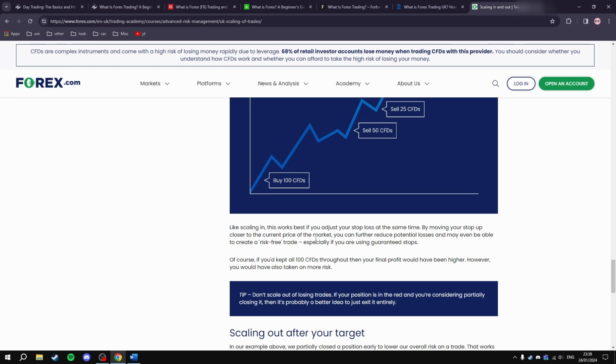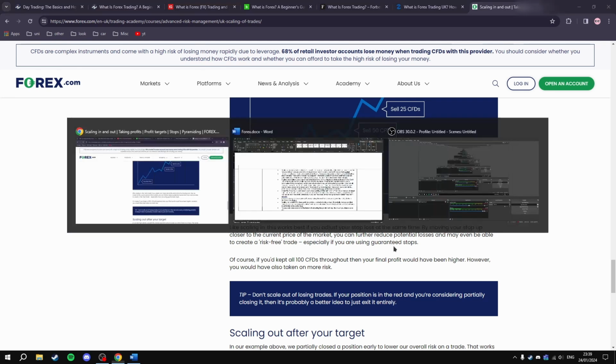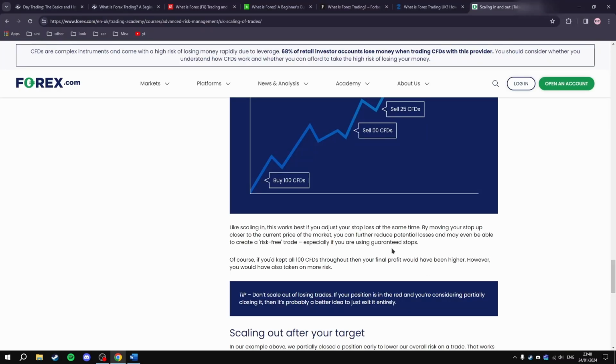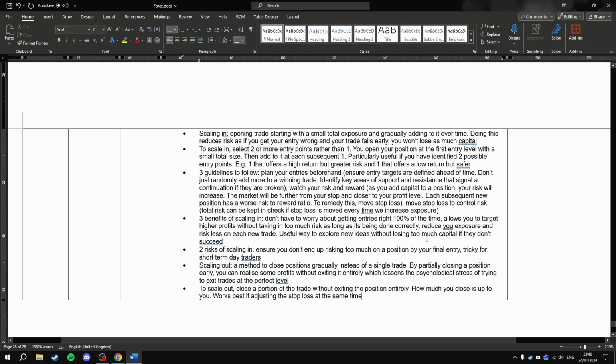Like scaling in, this works best if you adjust your stop loss at the same time. By moving your stop up closer to the current price of the market, you can further reduce potential losses and may even be able to create a risk-free trade, especially if you're using guaranteed stops.